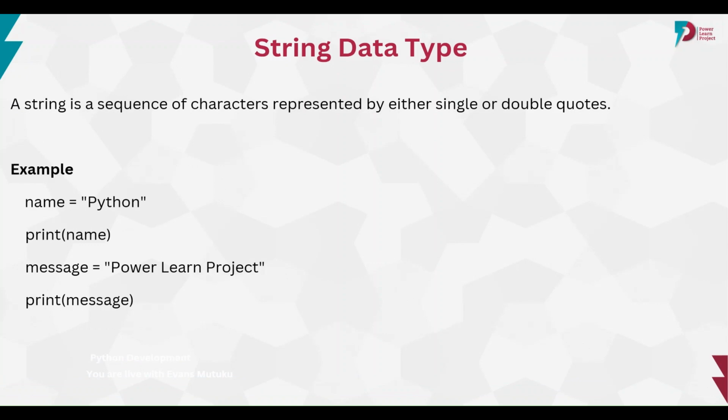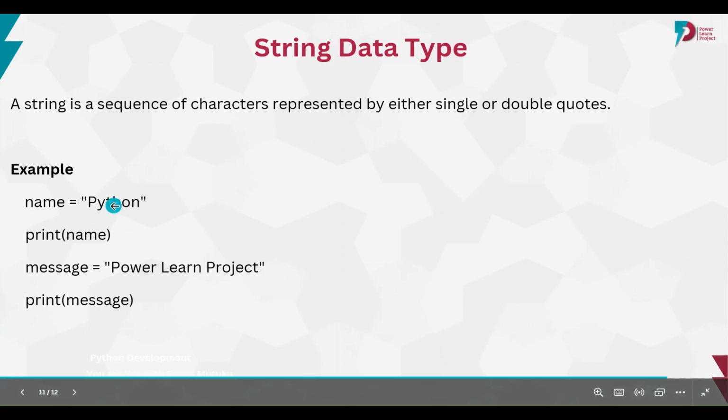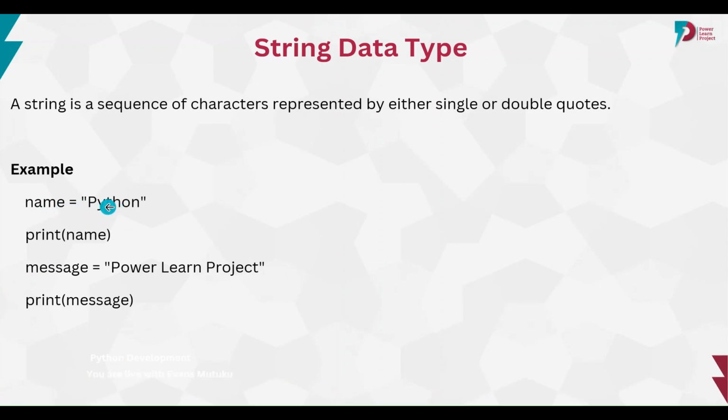The last one that we are going to check is the string data type. This is how you write it. It's just a sequence of characters. Variable name, then we assign it the value Python. Then we just access the variable name. Then for another example, we write message as the variable, we assign it to this text, then we print out the variable name.